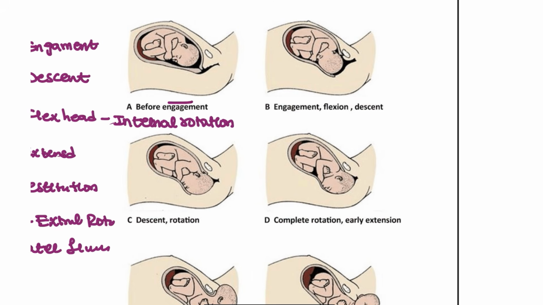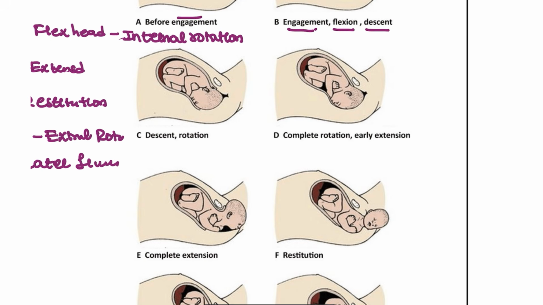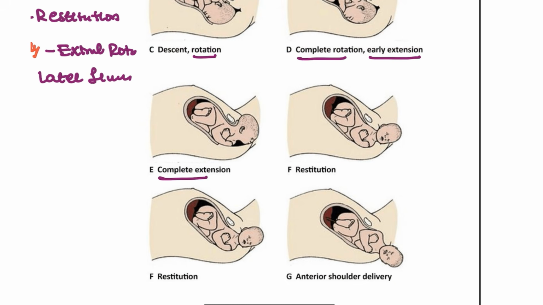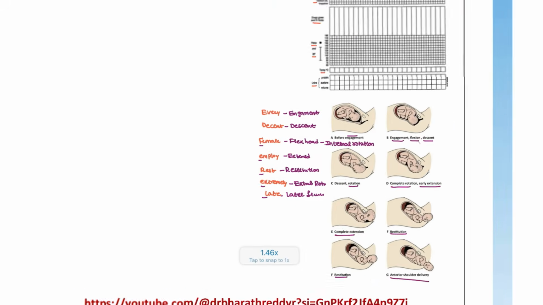First, engagement into the pelvis. After that, there is flexion and descent coming more downward, and internal rotation. After completing this rotation, there is early extension, complete extension, restitution, and anterior shoulder delivery with lateral flexion. So this is the normal delivery of the baby.